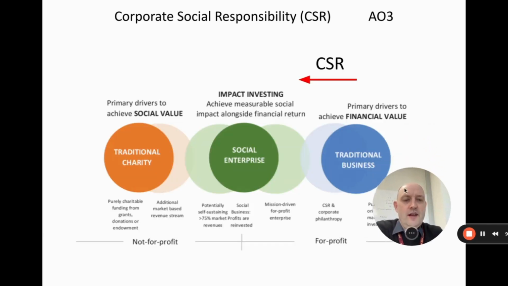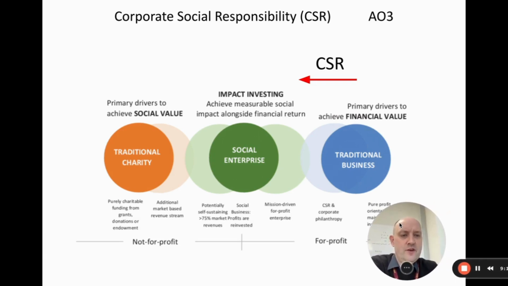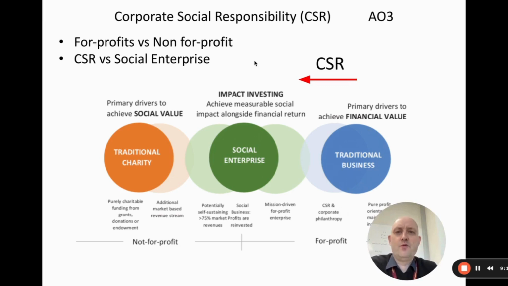Okay, on to the last slide, and just a clarification. So this diagram, if you've been following the videos, was from 1.2. And the reason I'm showing this is because there's all these terms going around. We've got for-profit, non-for-profit, CSR. We looked at social enterprises in chapter 1.2. So where does CSR fit into this?